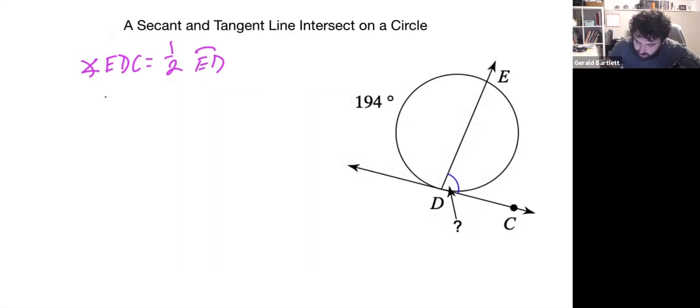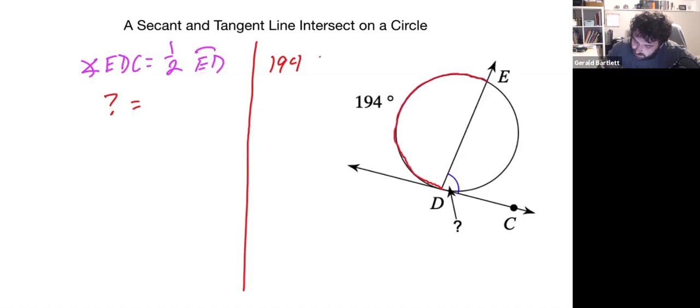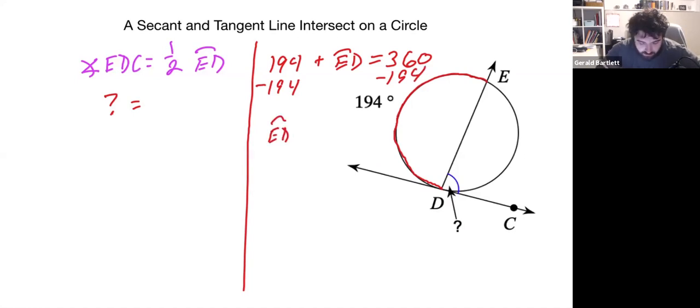Angle EDC we don't know, and I don't actually know arc ED as well, but I do know that arc ED is on a circle, and that the two parts of my circle, the 194 degree part going all the way around on the left-hand side, plus arc ED has to equal 360 because there's 360 degrees in a circle. So all I have to do to solve is simple algebra, subtract 194 from both sides, and I get that arc ED is 166 degrees.